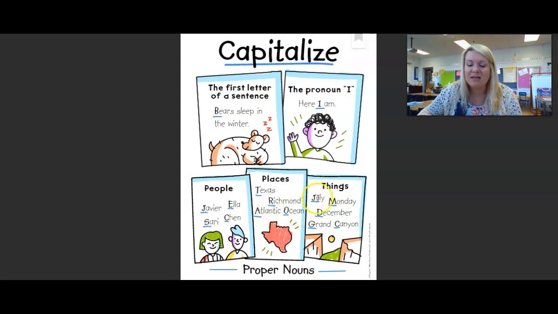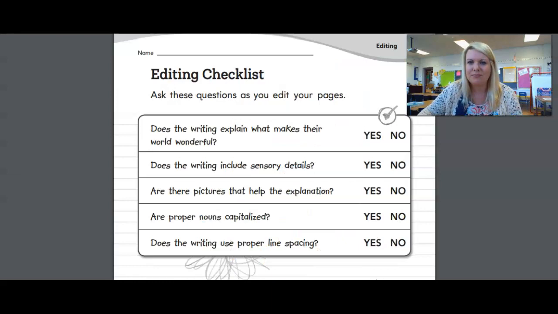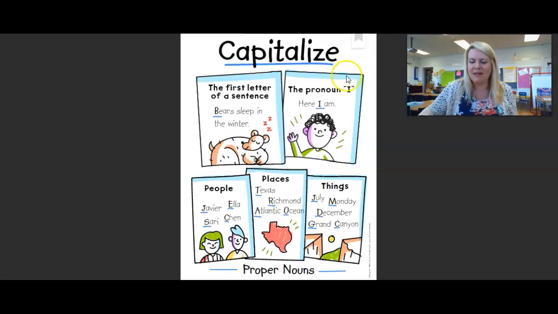And then things, July, Monday, December, Grand Canyon. Grand Canyon is actually a place. Anyway, so make sure that you have them capitalized, okay? These are proper nouns. So, okay, hold on. Let's go back there.